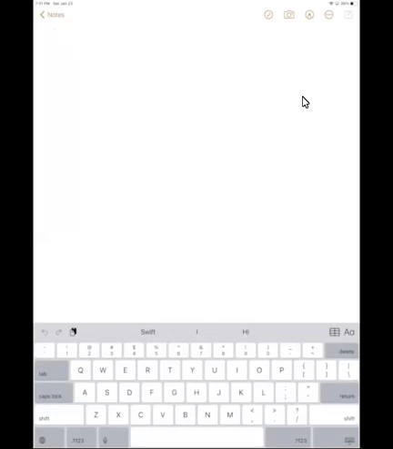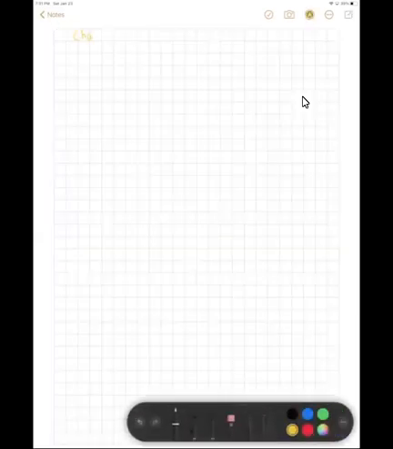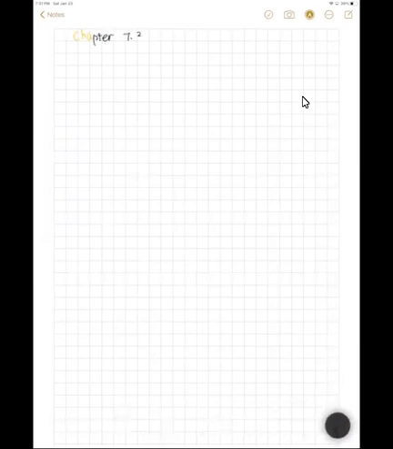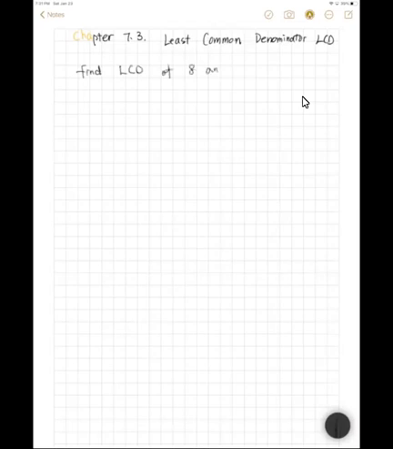Okay, so today we will talk about chapter 7.3. The list, how to find the least common denominator. We will use some technique about how to find the greatest common factor to find our least common denominator. Okay, for example, if I want to find the least common denominator of 8 and 6, how would you do?